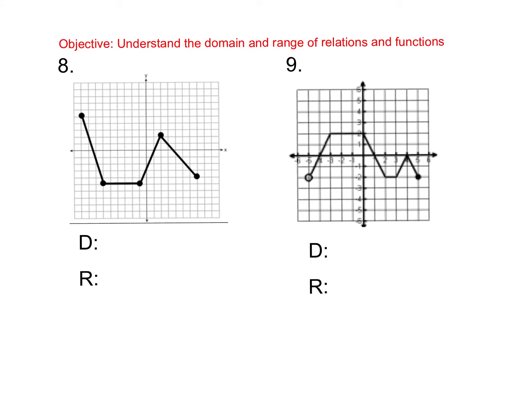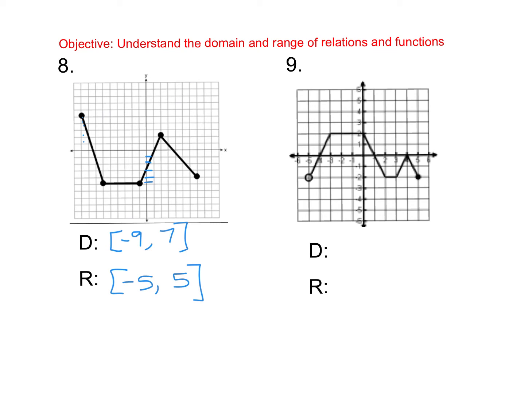All right, try these two. All right, number 8, pretty straightforward. Farthest left is -9. Farthest right is 7. The lowest, let's see, that's 1, 2, 3, 4, 5, -5. And the highest, also 5, 1, 2, 3, 4, 5, yep, -5 to 5.